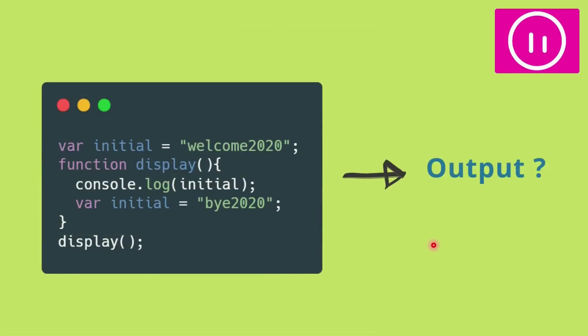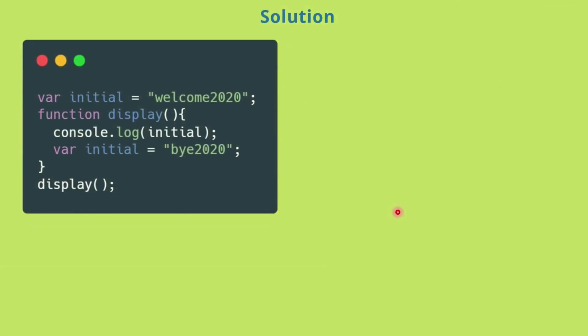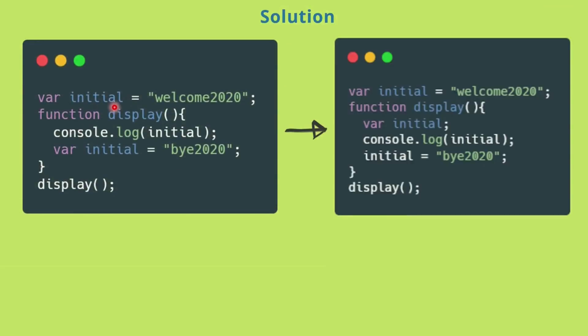The next problem, we have to predict the output for this. Let's take a look at the solution. We can see that we have initialized a variable initial with a string welcome 2020, and inside the display function we are trying to print initial, and again we have declared a variable initial where we are initializing with a string bye 2020. We can use the same property of hoisting as we have learned in the previous question. So this variable initial will be moved to the first line because at the compile time all the variables in a function will be hoisted at the top.